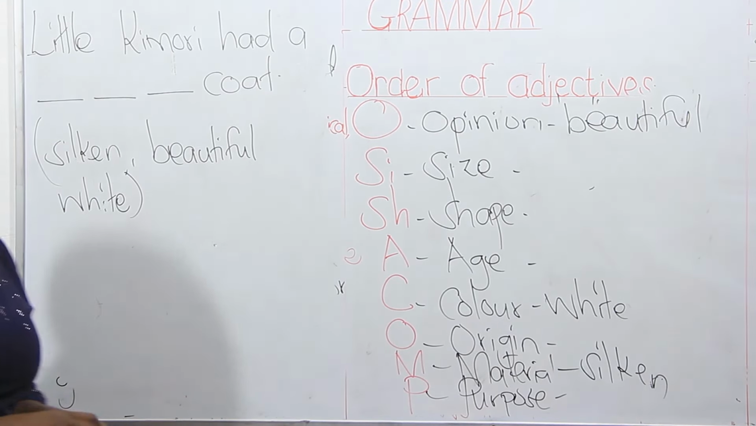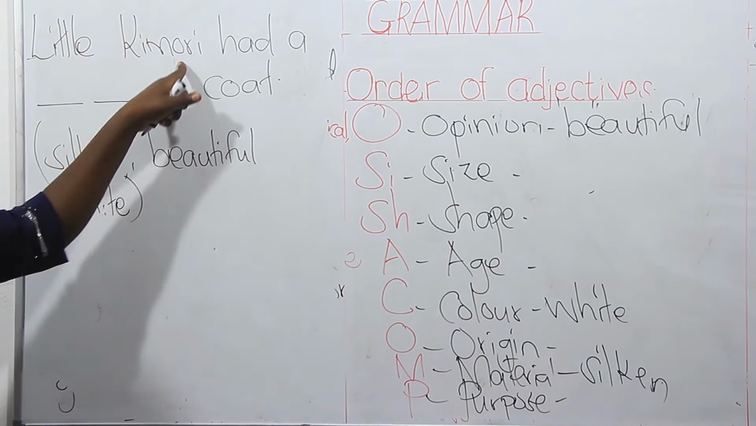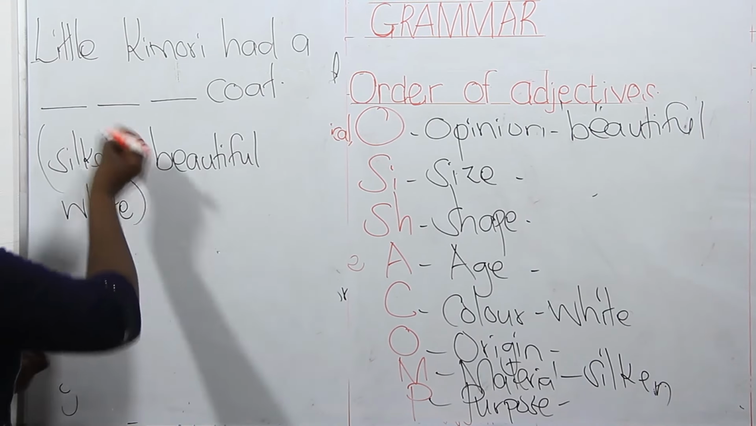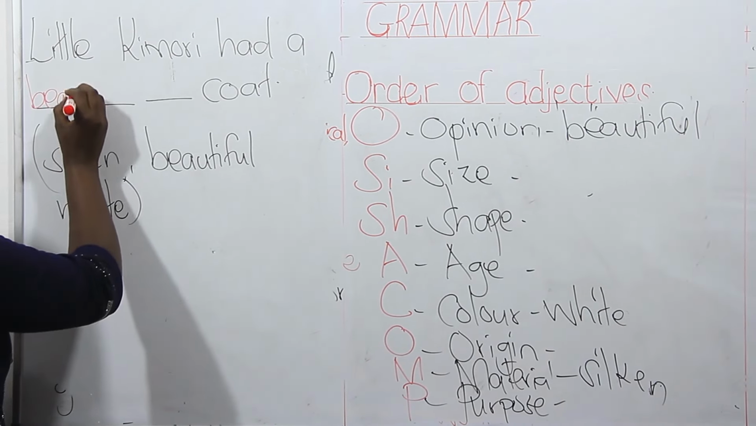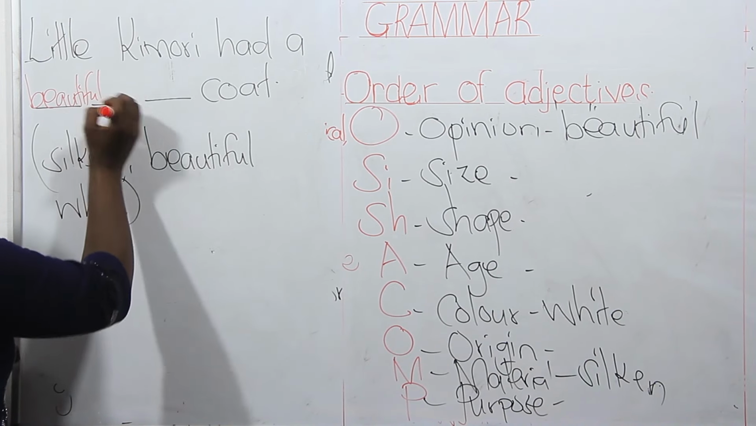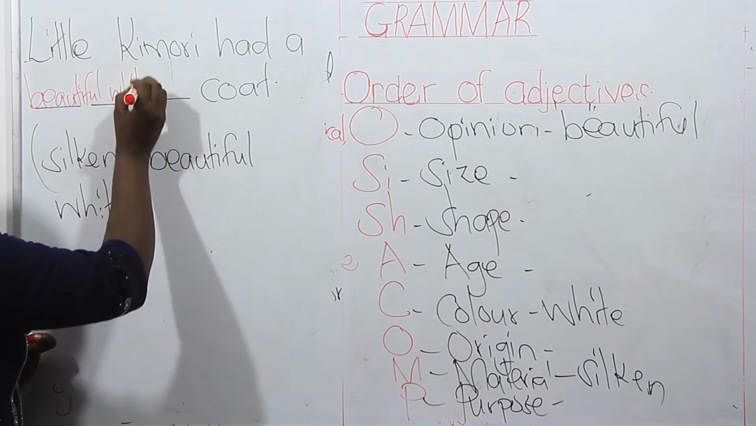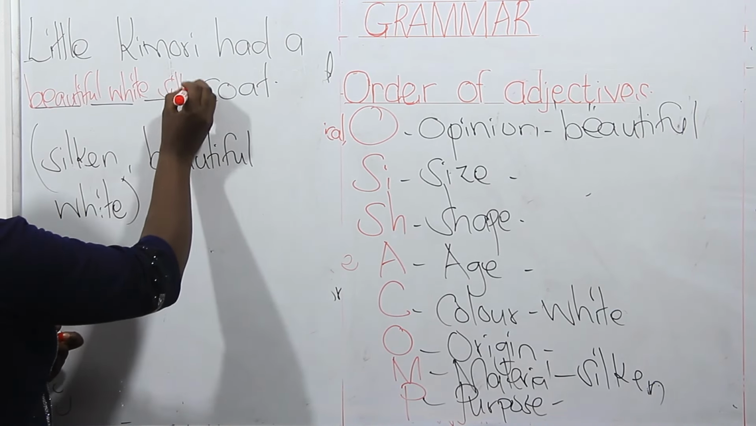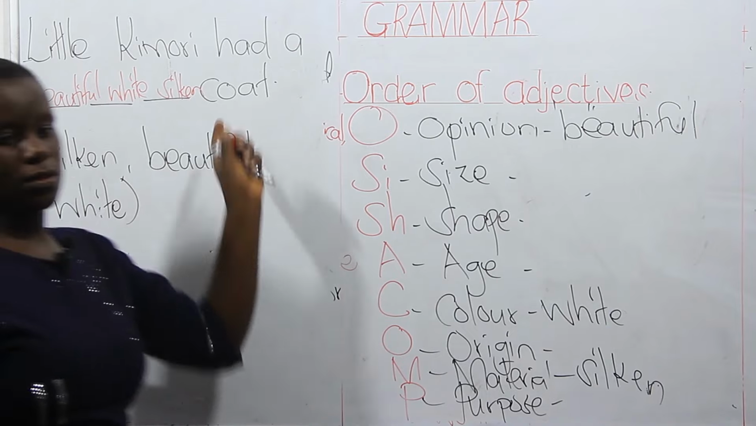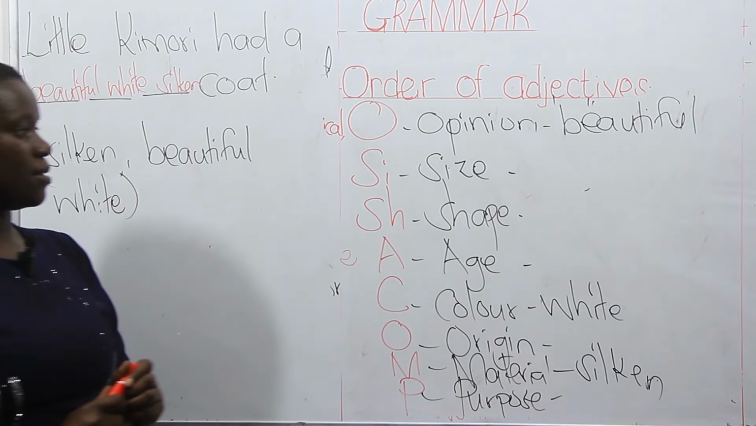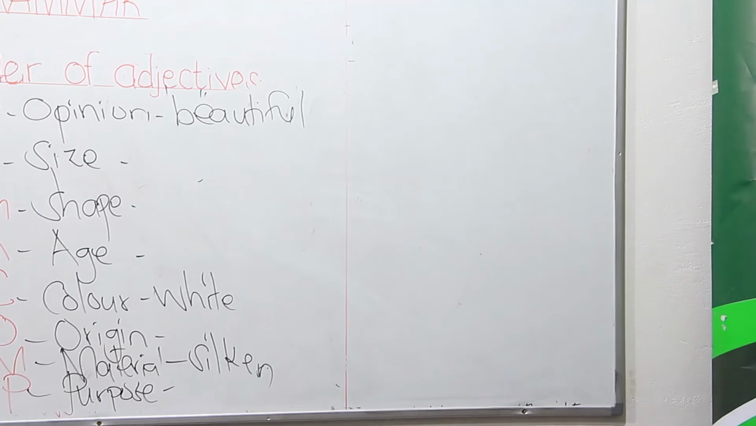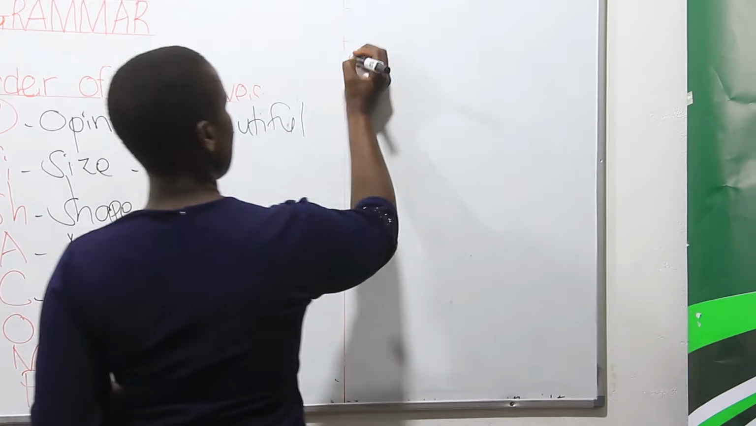So the sentence reads, little Kimori had a beautiful white silken coat. And that's where our sentence is correct. Questions to try. Number one.